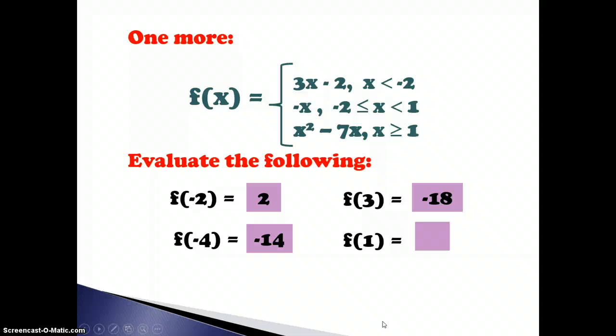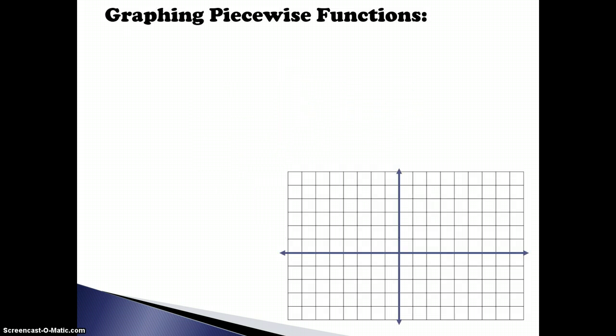Last one, f of 1. We know that's the third part of it because it says x is greater than or equal to 1. So 1 squared is 1 minus 7 times 1 should give us -6. The key thing to remember, guys, when you're evaluating a function, you need to find which domain, which part of this piecewise function it falls in, and then just plug in, replace your value for x.